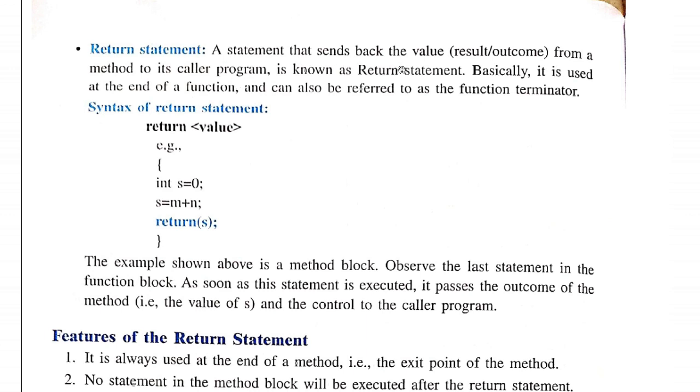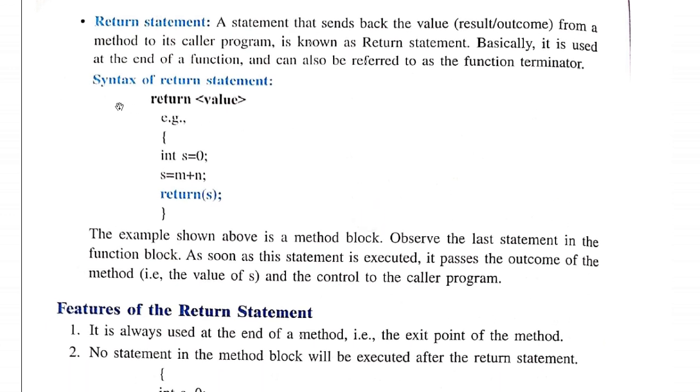A statement that sends back the value, result or outcome from a method to its caller program is known as return statement. Basically, it is used at the end of the function and can also be referred to as the function terminator. You can see the syntax of return statement. Return value. Example, int s = 0, s = m + n.